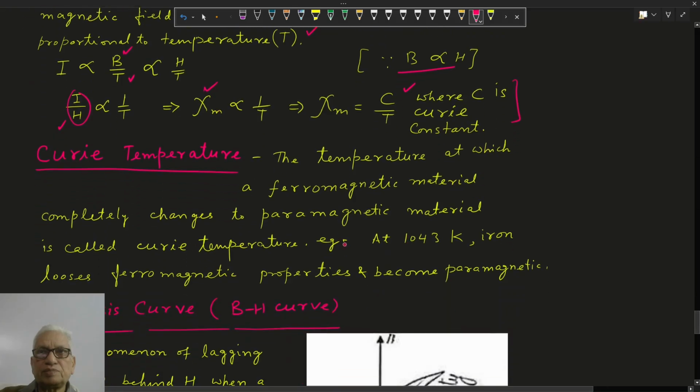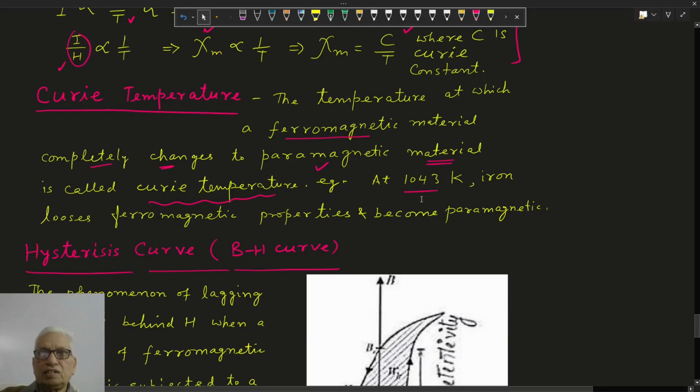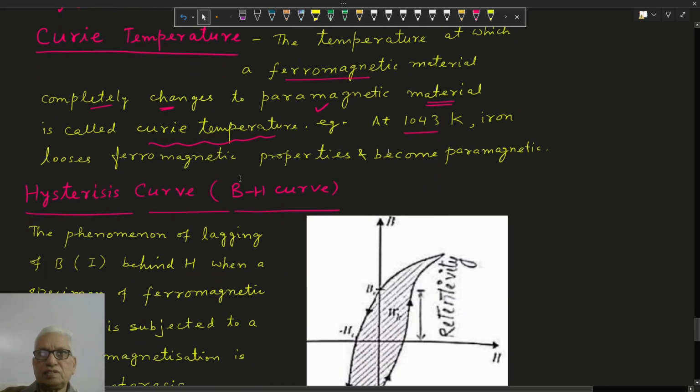A Curie temperature is the temperature at which a ferromagnetic material completely changes and behaves like a paramagnetic material. So an ordinary magnetic field is there. This temperature is called the Curie temperature. For iron, it is more than 1000 Kelvin, and at or above this temperature, ferromagnetism is lost and the material behaves like an ordinary paramagnetic material.